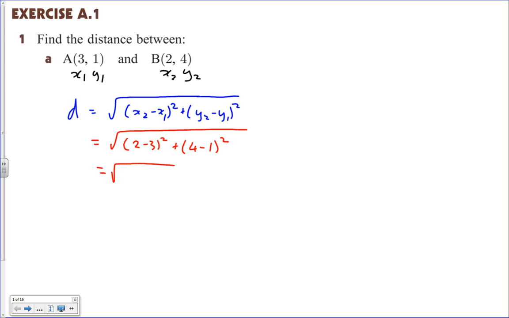So from that, we're going to have equals 2 take 3, so it's going to be negative 1 squared plus 4 take 1, which is going to give us 3 squared. So square root 1 plus 9, so the answer is square root 10 units.